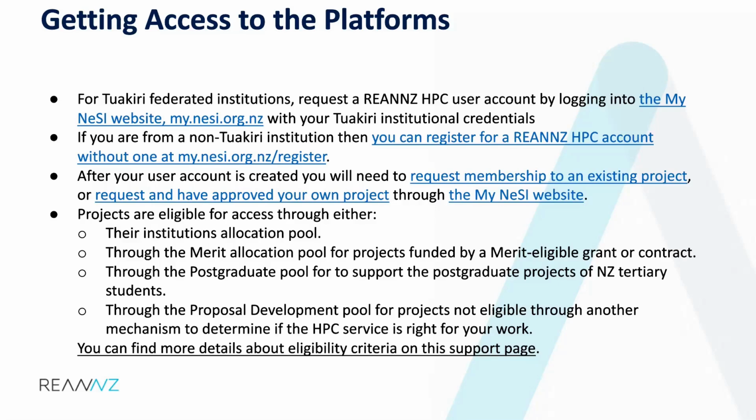If you'll be working on your own project, then you'll have to request your own project through the MyNesi website. If you choose to request your own project, then your project request will be reviewed by the REANNZ HPC support team. Once the review is complete, assuming there is nothing of concern, you'll be eligible for at least a small test allocation to determine if the HPC is right for you. Though your eligibility for a full-size allocation will be dependent on other factors.